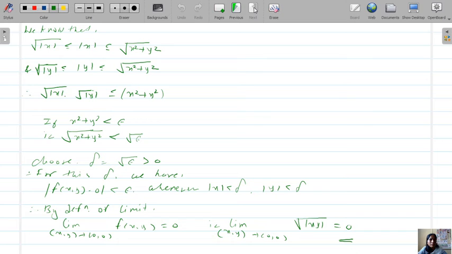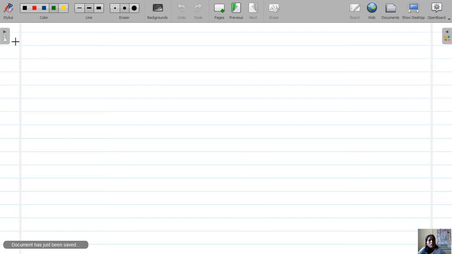In some examples, it is quite difficult to use the epsilon delta definition, but we have to show that the limit exists. So what do we have to do in that type of example? You have to use polar coordinates. So, let us see limit using polar coordinates.